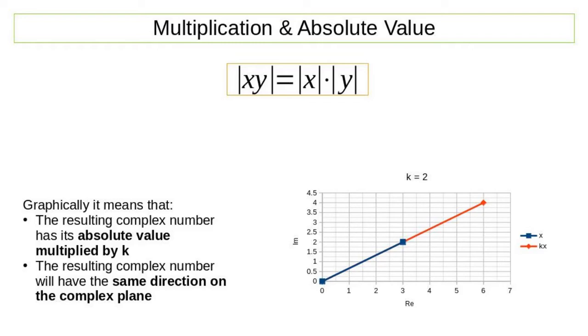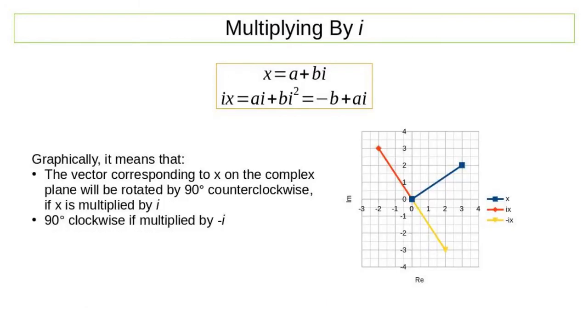If we multiply x by k, which in this case is 2 in the figure on the right, the resulting vector has the same direction as x, and the modulus equal to the modulus of k, which is 2 times the modulus of x. Finally, let's see what happens when we multiply a complex number by i. If you have a complex number x equal to a plus bi, the number ix will be equal to ai plus bi squared. As I said before, i squared is equal to -1, so ix is equal to minus b plus ai.